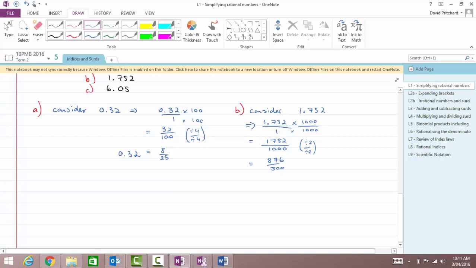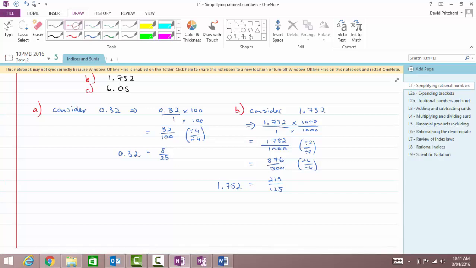Now, I would say that both of these are divisible by 4, or you could do 2 again if you wanted to. So we end up with 219 over 125. So there we have it. 1.752 is equal to 219 on 125.